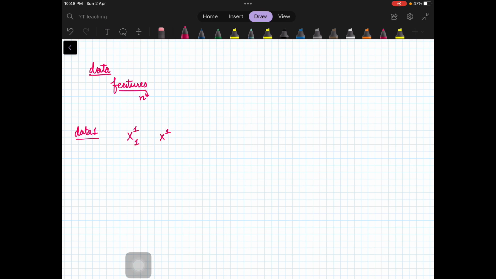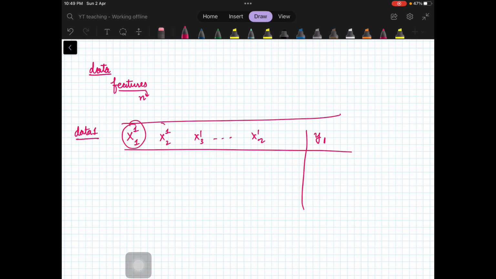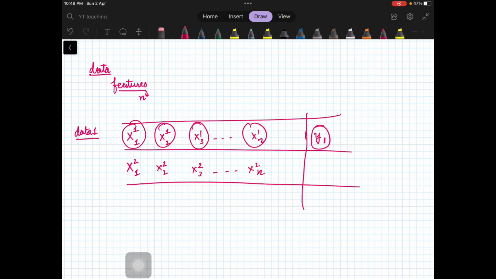So I have x11, x12, x13 and so on up to x1n. These are my independent variables, and corresponding to them I have one label. Like I know this data: if these are the values of the input, this is my output, right? And then for x21, x22, x23 and so on up to x2n, these are the second set of features, and this is my corresponding label.